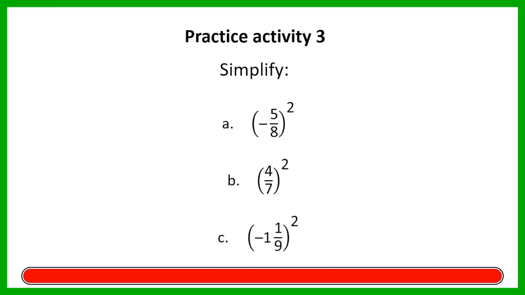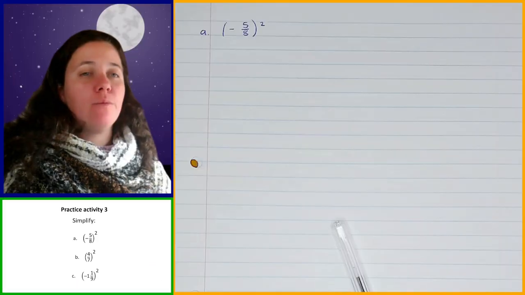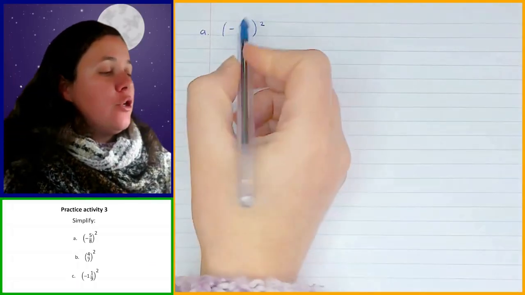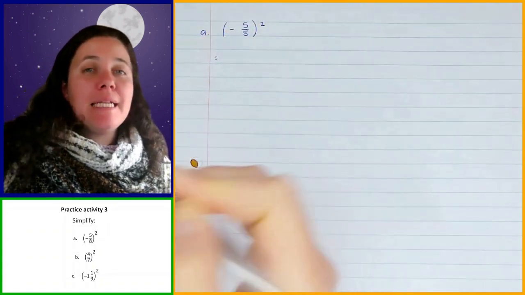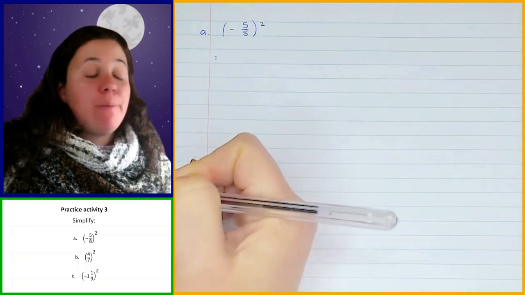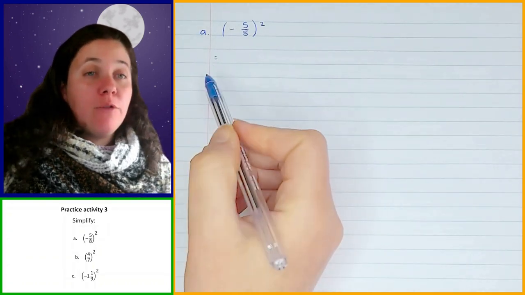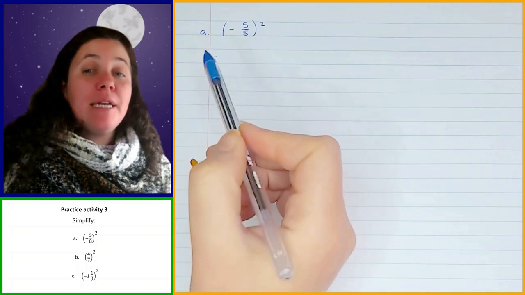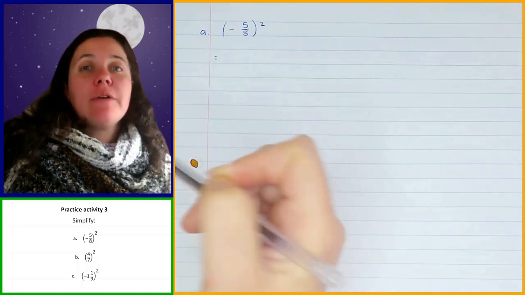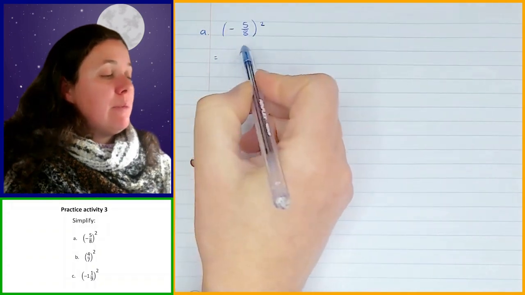Okay, you should hopefully be done with that by now. So let's go through those examples. So for question A, you had negative 5 over 8 squared. So first of all, anytime we square something, it's always going to be positive, because whether it's a positive that we're squaring, which will obviously be positive, or a negative which we're squaring, then we have a negative multiplied by a negative, which gives us a positive answer. So it'll always be positive.